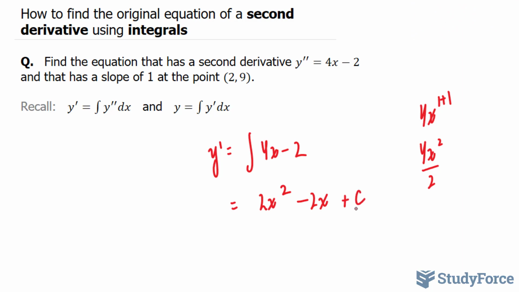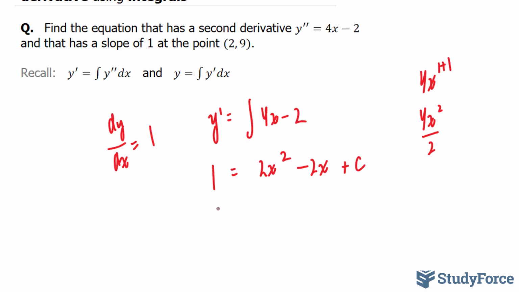We're told the slope is 1, so our y prime is 1. You can even represent your y prime as dy over dx, and that is the rate of change, 1, the slope. That happens at the point (2, 9). Therefore, in order to have gotten 1, we had to have placed 2 into the x's. And from that, we can solve for c.